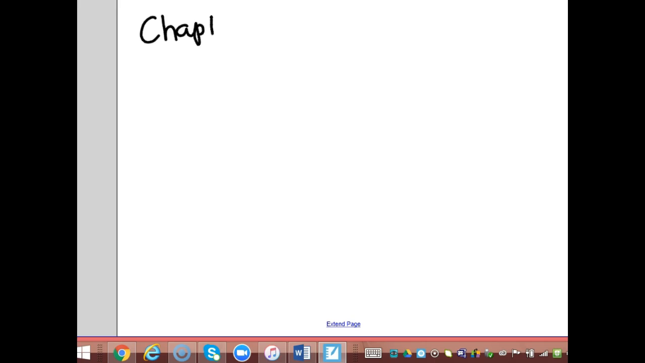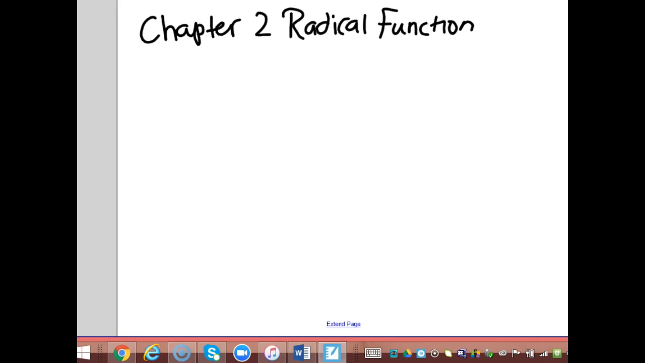Chapter 2 is radical functions. So we're talking about equations that have a root sign in them. And basically, we will still be doing transformations. This is your typical standard root equation. That's as easy as it gets, okay?